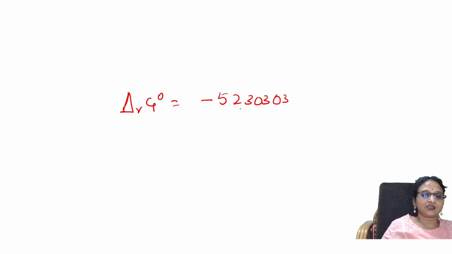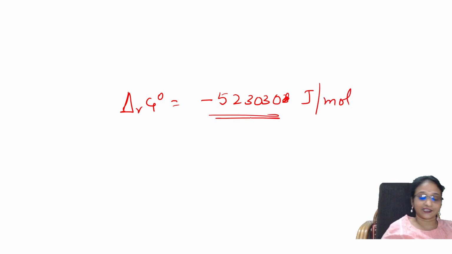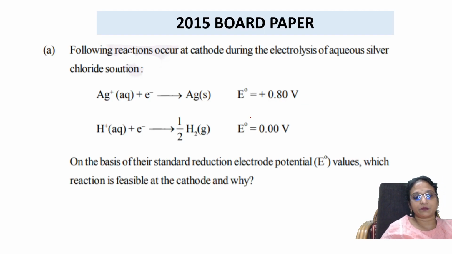Okay, this is empty. This is blank. So let me write the answer. Delta G naught value got is minus. This is the answer which I got already. I solved the question, so I remember the answer, so I'm writing it. You see, 2015 paper.